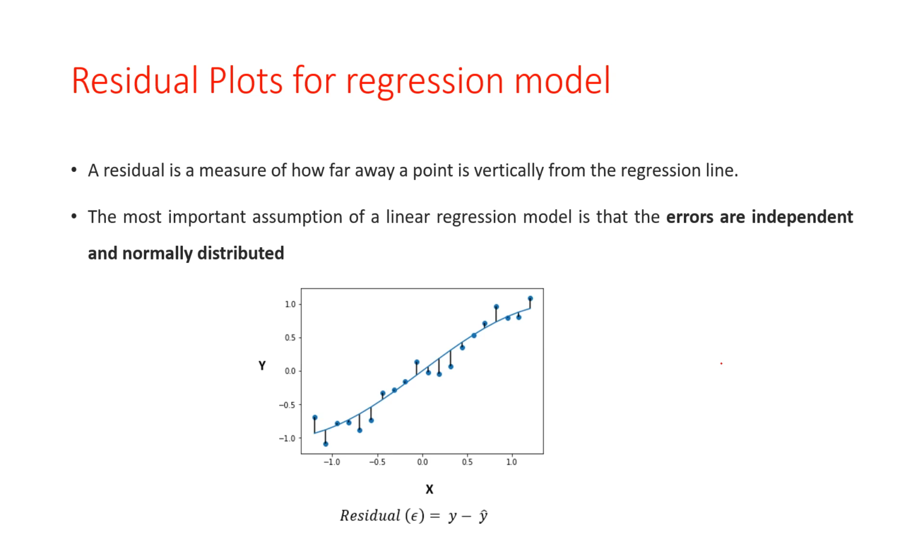See here in this example, what are the residuals? The residual is a measure of how far away a point is vertically from the regression line. Simply, it means the error between the predicted values and the observed actual values. So how do we find the values here? Residual is equal to y minus y bar, the difference between the predicted values and the actual values. So this is the difference between the prediction and what?